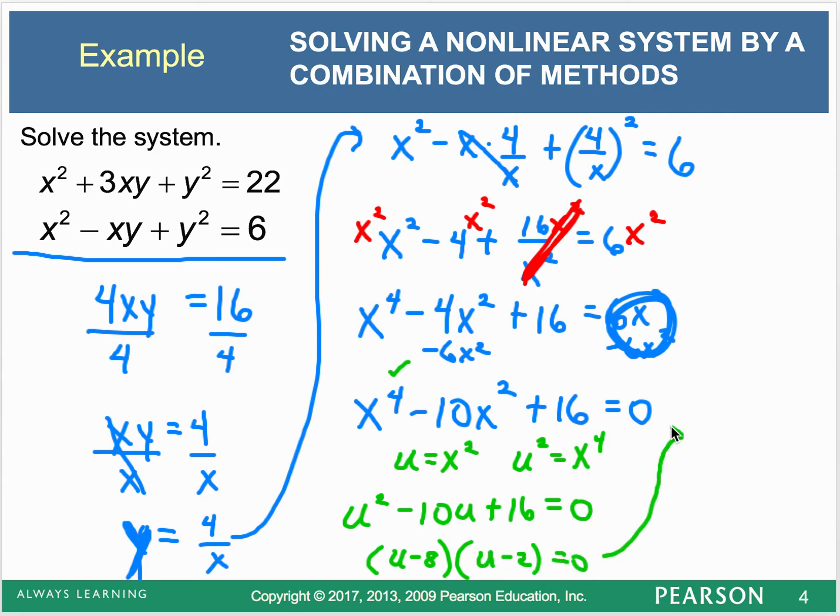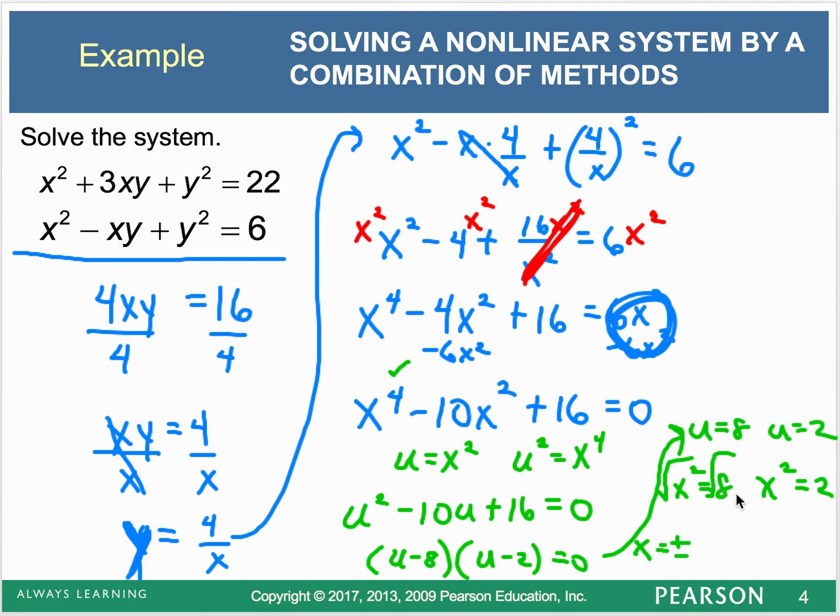So I know that u is 8 or u is 2. But don't forget, I don't care what u is, I need x. U is x squared. Okay, so x squared is 8 and x squared is 2. That means x is plus or minus.